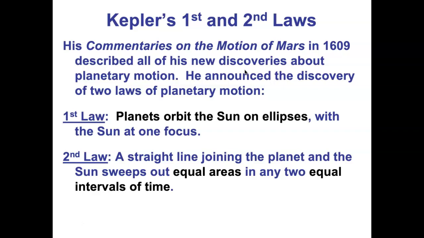The problem is Newton hasn't been born yet. We're still at the point in history before the birth of Isaac Newton. So nobody understands why the planets orbit. We wouldn't figure that out until Newton. Kepler's laws describe how the planets go around the sun. They don't explain why.